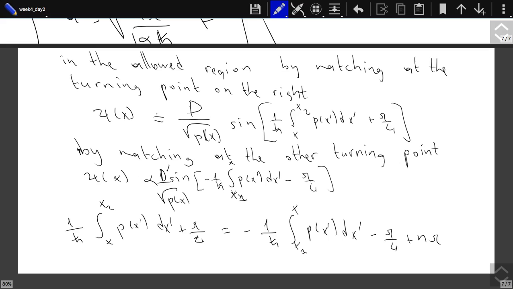So if that is what we want, it's enough that they differ by a multiple of pi rather than 2 pi. D need not be equal to d prime. D can be minus d prime. So that's why we have this multiple of pi.